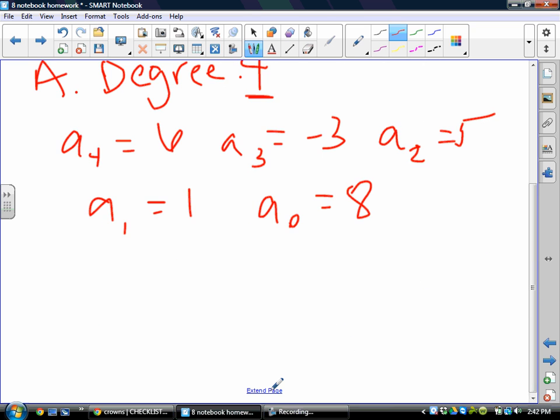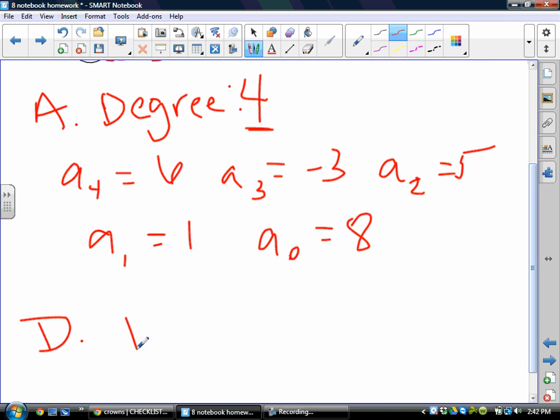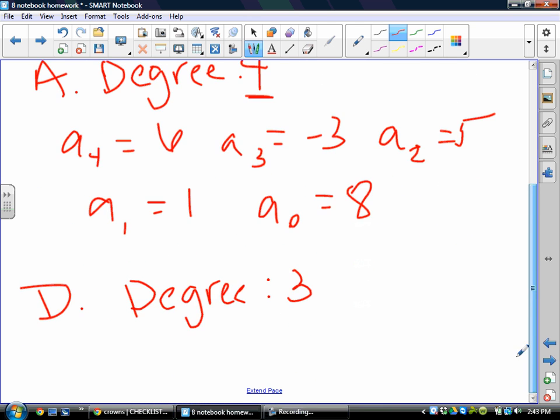So I'm not going to do all of them. D. The degree is, this one's in factored form, so I have an x. If I multiply it out, I put x times x times x, which gives me x to the third power. So it's degree 3. Okay. And this one's going to be more helpful to multiply it out because we don't really have technically an x to the third in this problem as it is. So I'm going to multiply this out.